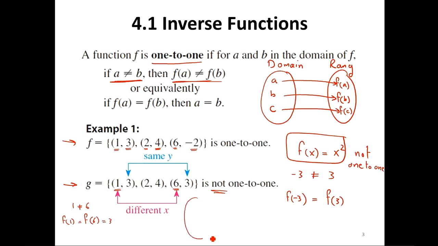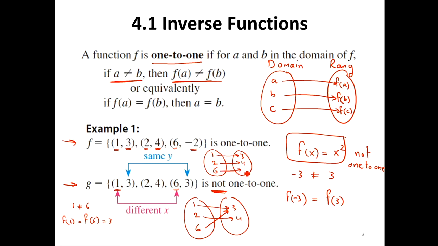Also in the Venn diagram, we have 1, 2, and 6. 1 connects with 3, 2 connects with 4, but 6 also connects with 3. So we have different points in the domain connecting with the same value in the codomain. So this is not one-to-one. But in F, 1 connects with 3, 2 with 4, and 6 with -2.